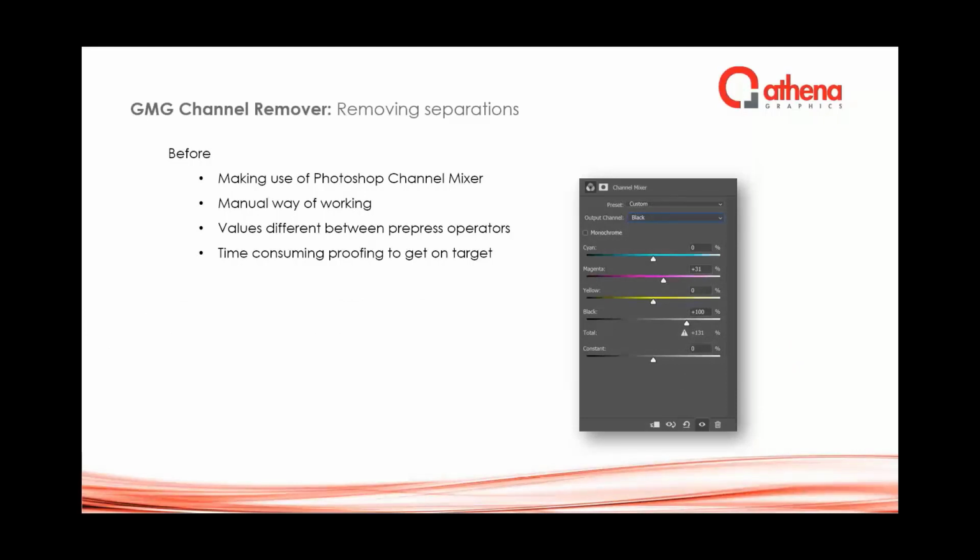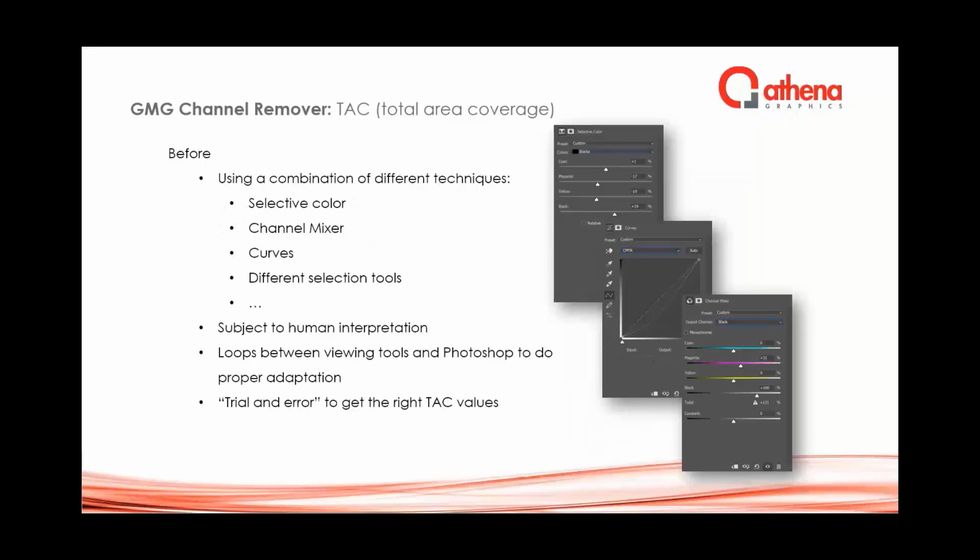So for the high dot gain issue, we had to remove separations. Before, we used simply the channel mixer of Photoshop, a manual way of working, and between operators, of course, not always the same values and results, and time consuming to get on target.